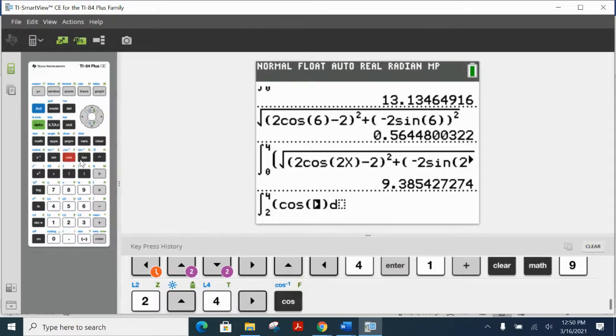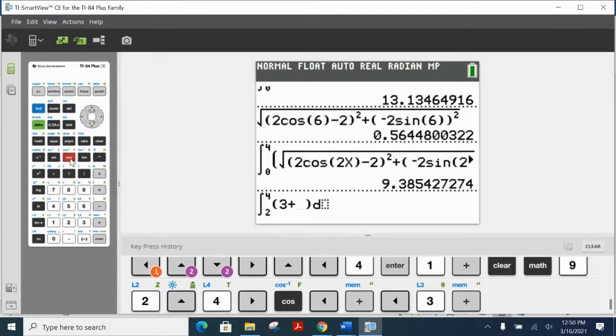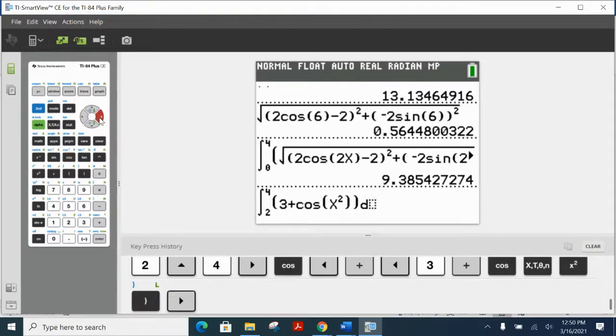The cosine, no, what was it? 3 plus cosine of t squared? Shoot, I'm panicking. 3 plus. Sorry, I see the time click down and I'm not handling the pressure well. Let's see here. X.